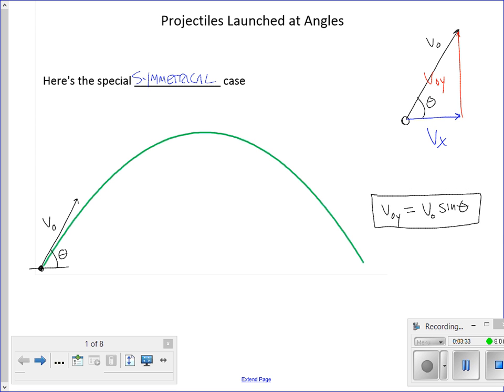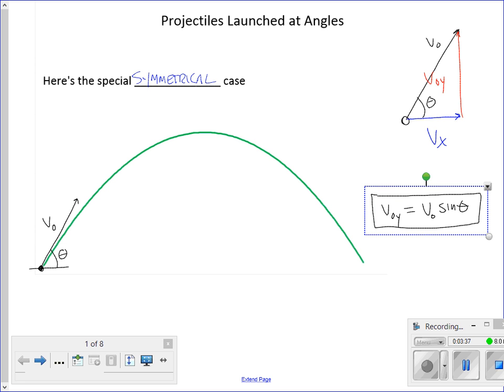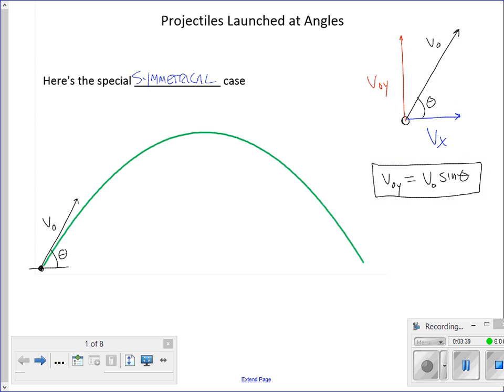Similarly, we can use the other, well, another trig function. Well, I guess I can leave this over here and say that if we looked at the cosine of that angle, theta, that would be adjacent over hypotenuse, and therefore the x component of this initial velocity is v naught cosine theta.